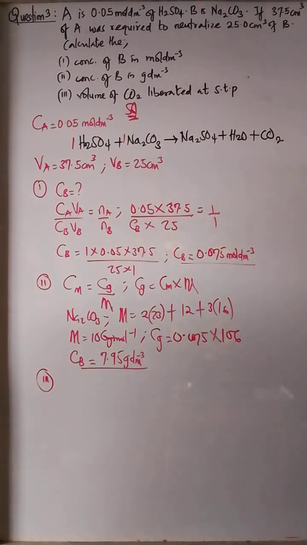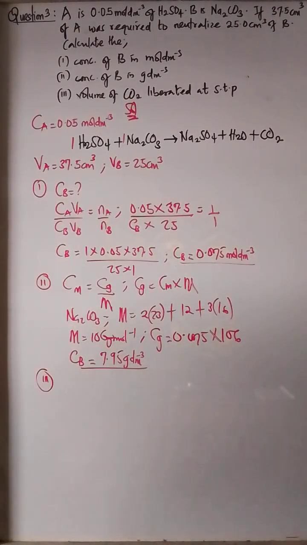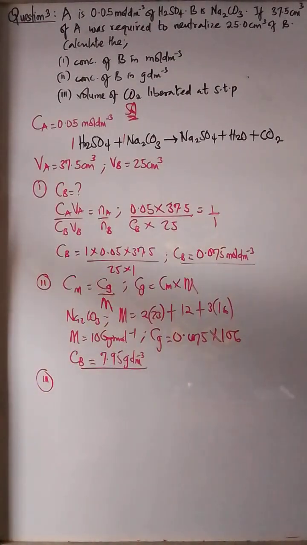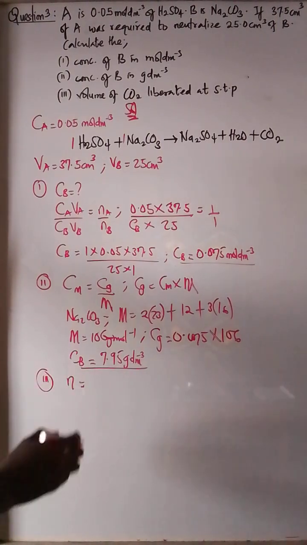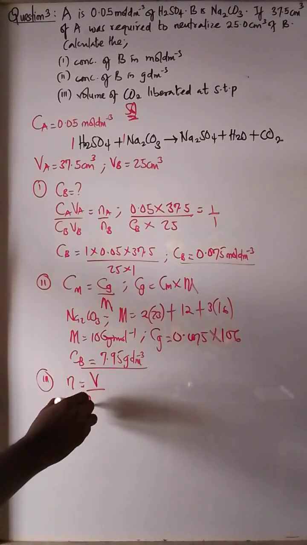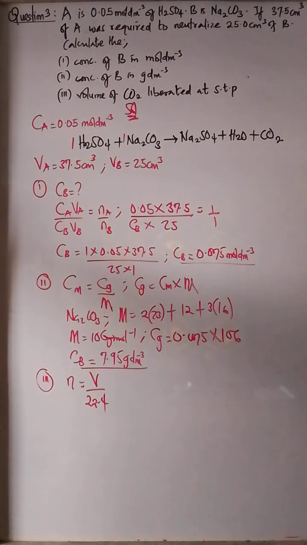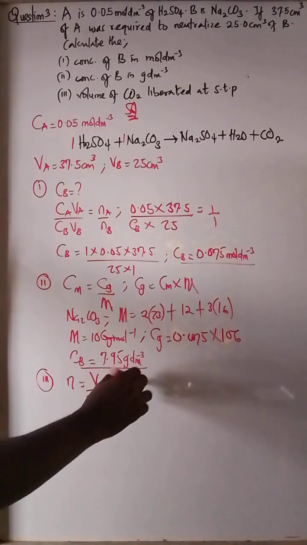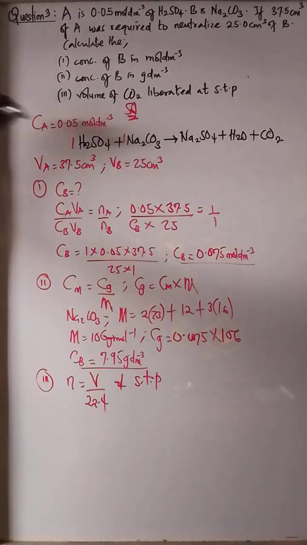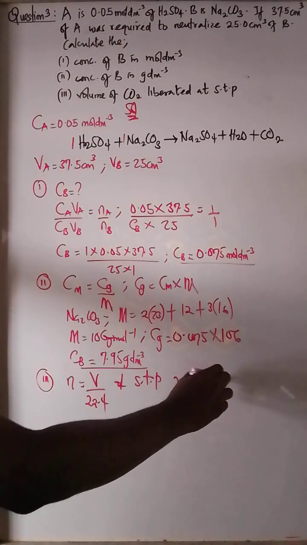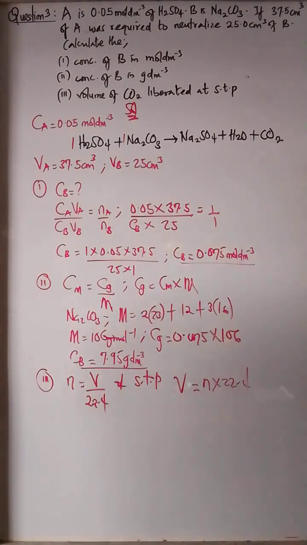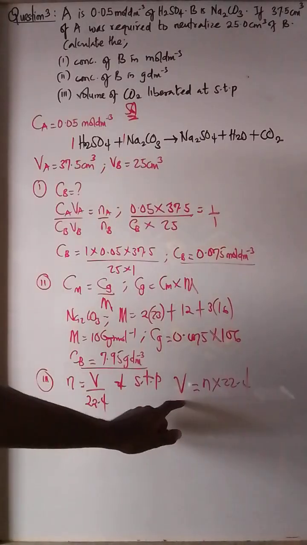Then last part of the question, volume of CO2 liberated at STP. Note, I gave you at the beginning of this class or the end of last class that the number of mole of any gas equals the volume of that gas over 22.4. That's at STP; at STP, this always holds. So in this question, we want to get the volume. From here, the volume of the gas equals number of mole times 22.4.